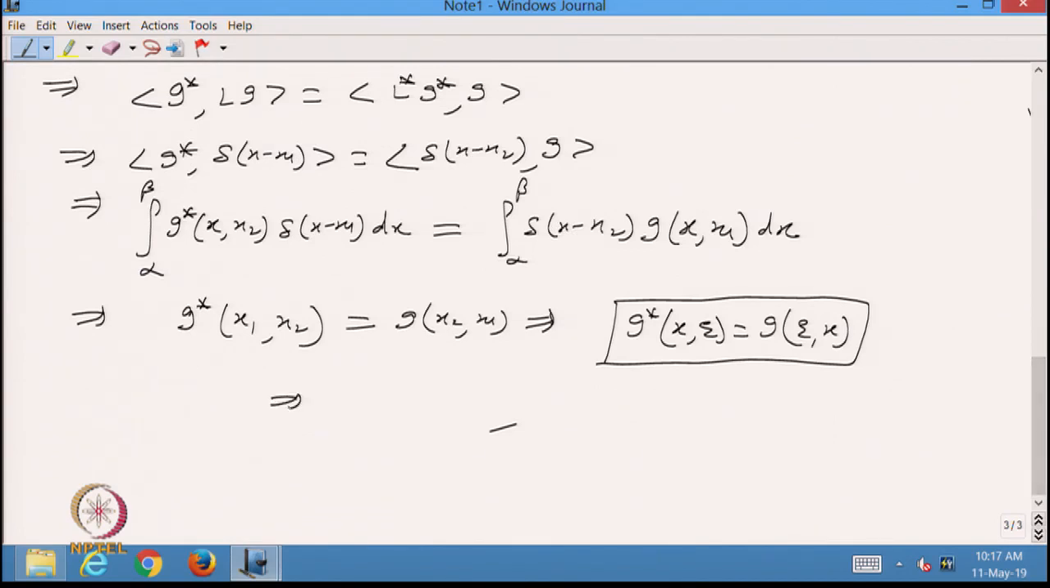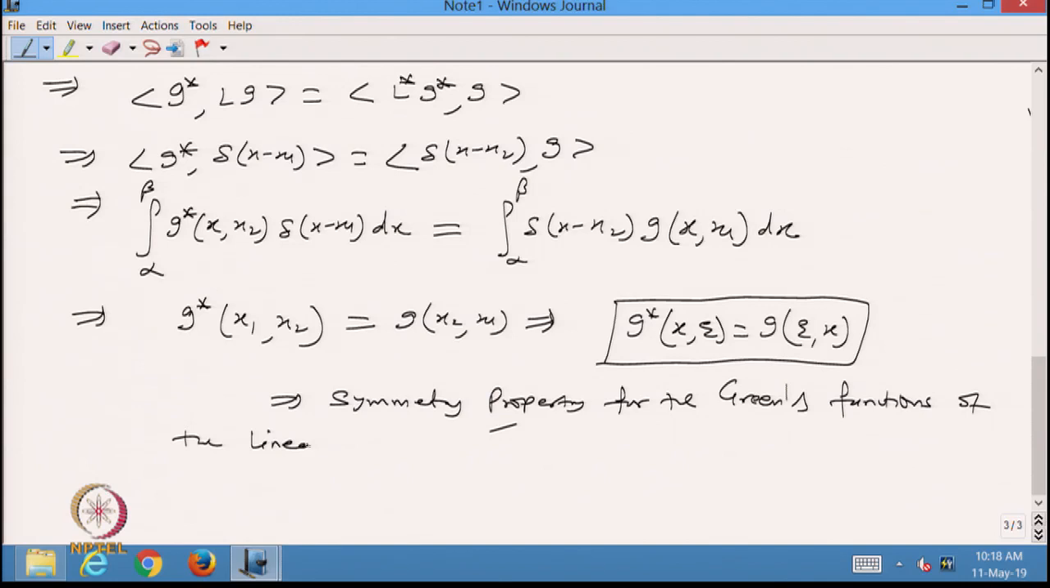So, this is called the symmetry property for the Green's functions of the linear differential operator and its adjoint operator. So, this one we can write down.